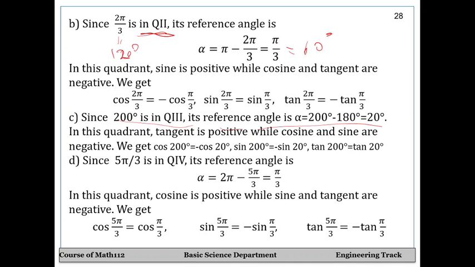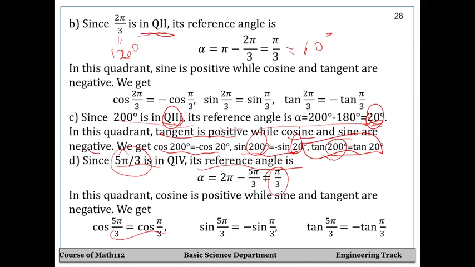And 200 is the same way. You can use 20 as the reference angle, and in the third quadrant only tangent is positive. Cosine and sine are negative, so you can set up this relation between 200 and 20, its reference angle. The reference for this one will be pi over 3, and then you can set up these relations here. It's in the fourth quadrant, so only cosine is positive. They're equal, but for the others it will be negative.